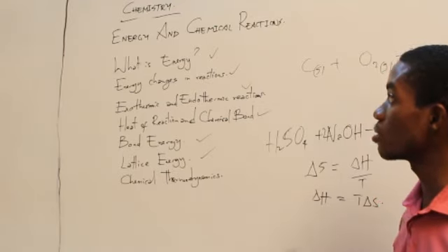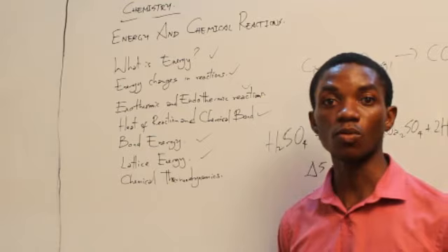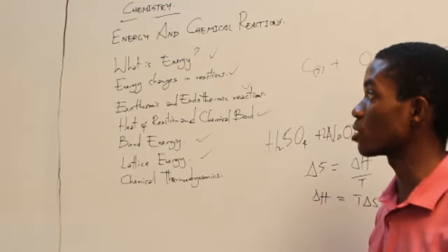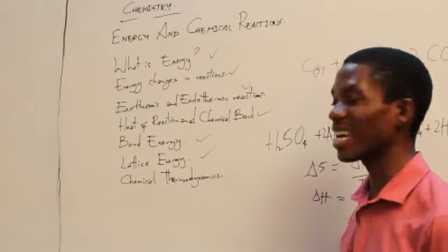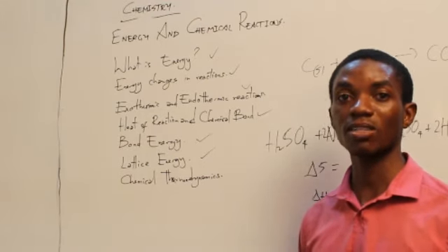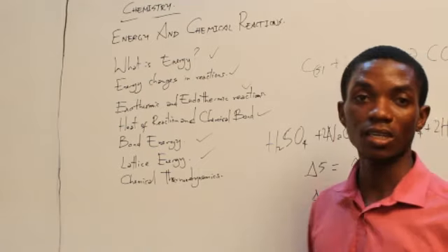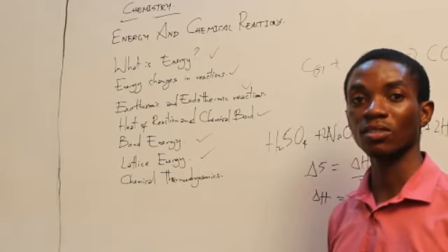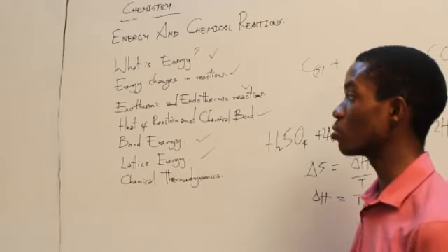Alright, in this lesson we considered energy and chemical reactions. We started with what is energy, and we explained what energy is. We looked at energy changes in reactions. We talked about exothermic reactions, that is reactions that lead to the evolution of heat, and we talked about endothermic reactions, that are reactions that require heat to be absorbed for them to occur.